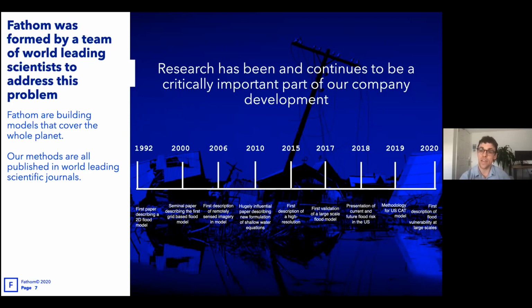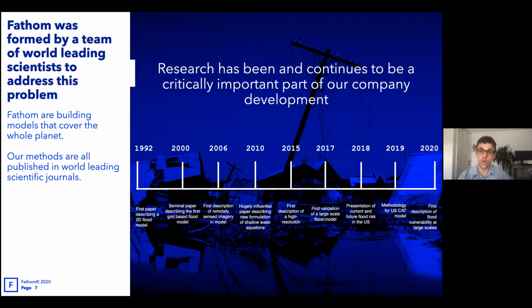And we really have now begun to achieve a scaling up of these models. We're building models not just of the US, we're building models of the whole planet. So Fathom has built models covering pretty much every single river on the planet.